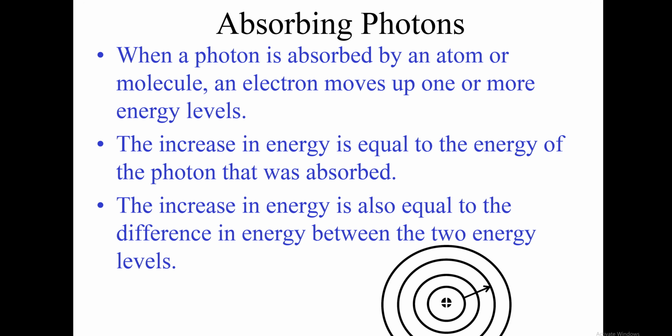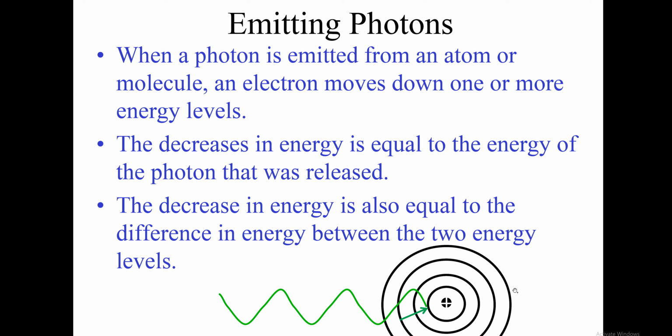So when a photon is absorbed by an atom, an electron moves up or down the energy levels, and the increase in that energy is equal to the energy of the photon that was absorbed. So if I give you level 1 and I want to jump to level 3, I have to give you the actual amount in order to jump that amount. The increase in energy is also equal to the difference between the two energy levels. Whatever that energy difference is, that's the amount of energy I need to jump.